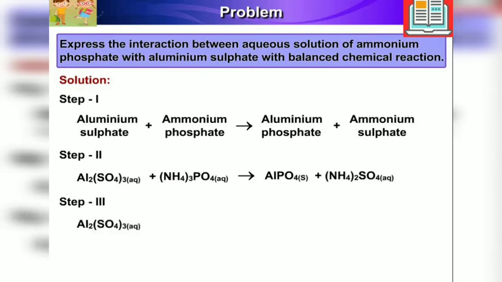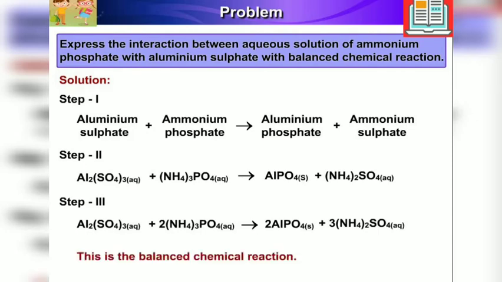Step 3. Al2(SO4)3 in aqueous form plus 2(NH4)3PO4 in aqueous form gives 2AlPO4 in solid form plus 3(NH4)2SO4 in aqueous form. This is the balanced chemical reaction.